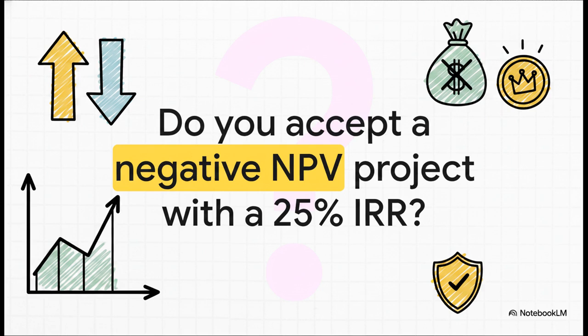Remember the golden rule, shareholder wealth maximization always wins. If the NPV is negative, it destroys value, regardless of how incredibly pretty that percentage looks. Stick strictly to relevant cash flows, trust the NPV gold standard, and you will make decisions that truly build wealth.